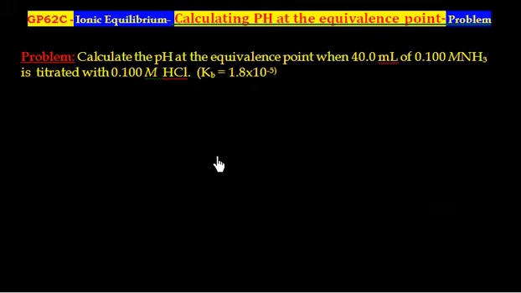This question illustrates calculating pH at equivalence point. The question says, calculate the pH at equivalence point when 40 ml of 0.1 M NH3 is titrated with 0.1 M HCl. So we have a weak base and a strong acid. So this is a titration of a weak base plus a strong acid.